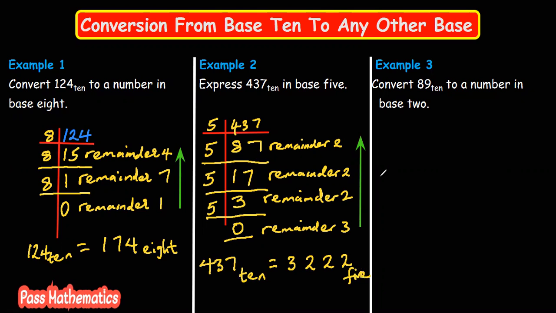So that's all. And then the last example, convert 89, which is in base 10 as well, to a number in base 2. So we do the same thing by dividing this 89 by 2 until we get to the last digit, and that is going to be our answer. So let's put this in a column.